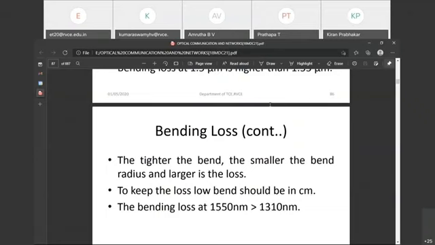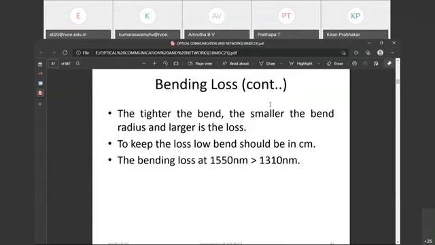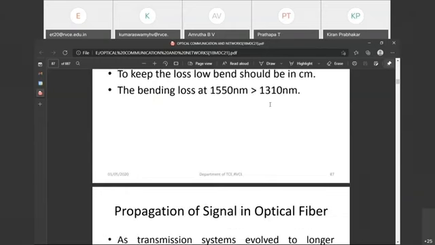To keep the loss low, the bend radius should be in centimeters. That is, you should try not to bend it, or at least the radius should be larger. The smaller the radius, the more you are bending it, and so there will be more loss.